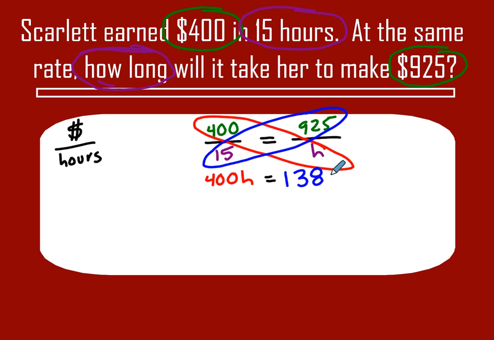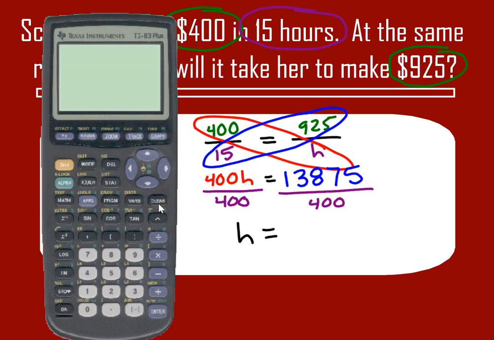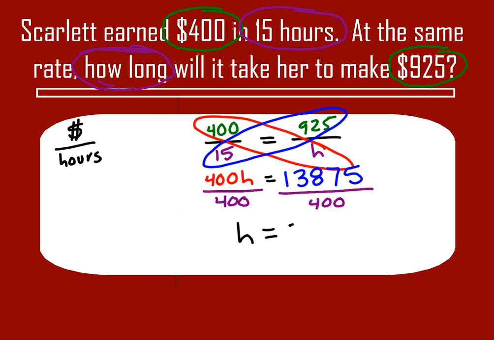My next step is going to be to divide both sides by 400. And I'm left with H equals, so I'm going to take that 13,875 divided by 400. That's going to equal 34.69. Rounded to the nearest hour, we will round that up to 35 hours.